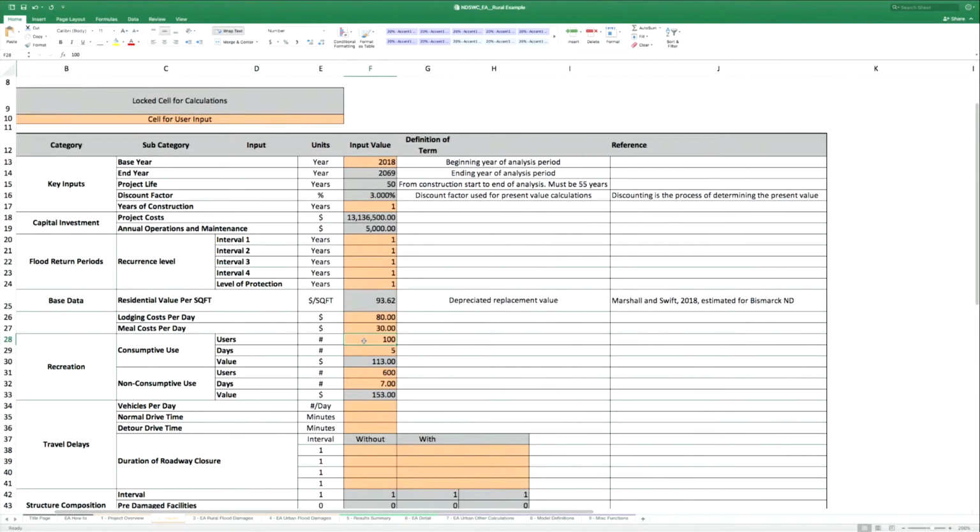is going to provide some consumptive and non-consumptive recreation. So there's going to be some users that go out there and do a little bit of fishing. So we're going to get about 100 users per year, 5 days per user. And then consumptively, 100 users per year, seven days of visitation per year.